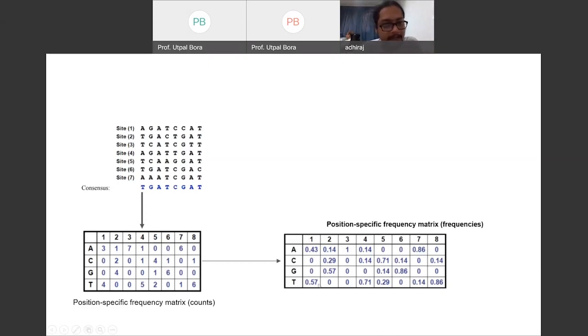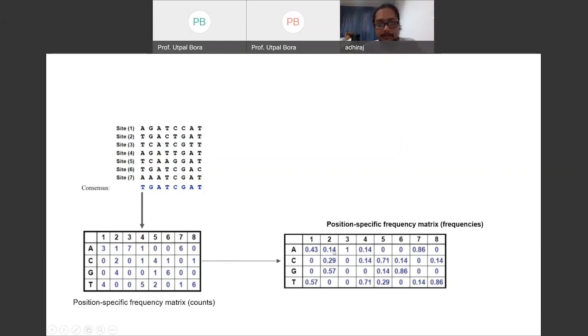Same way here for T: four T's out of seven sequences, four of the times it was T, and three of the times it was A. So it is 3 by 7, then 4 by 7. As simple as that. If you do this calculation, you will find this matrix over here, which gives you the frequency, 0.43 and 0.5. When you add these, you will get 1, as in a probability kind of thing.